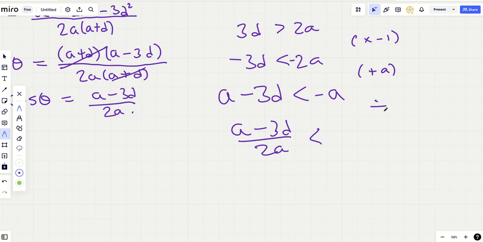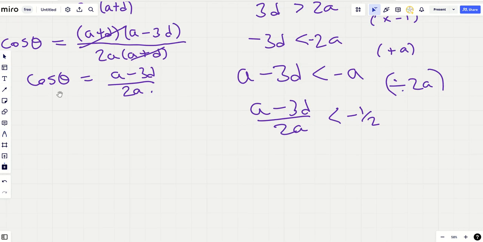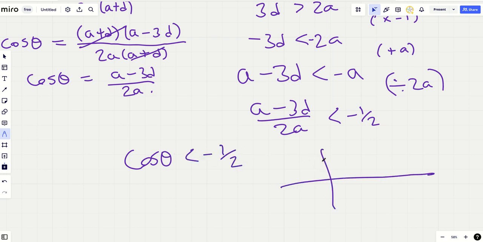Now, I'm dividing by 2A here, remember? And that gives me minus a half, yeah? So look at this. Cos theta is that, and that is less than minus a half. So what I can say is cos theta is less than minus a half. Brilliant. Woohoo.